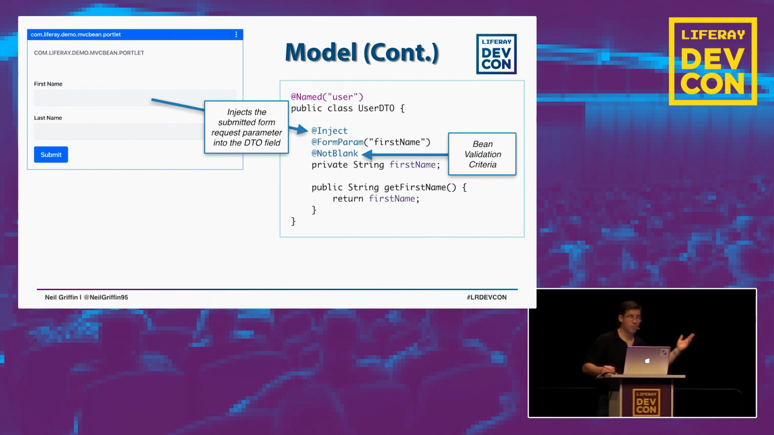When I submit the form, what happens is that the field for first name gets injected into the user data transfer object. And that's done with the @Inject annotation and also @FormParam. @FormParam is actually something from JAX-RS. And that's because the MVC spec decided that it was going to standardize on JAX-RS in order to build upon the functionality of JAX-RS in order to fully flesh out the MVC design pattern.